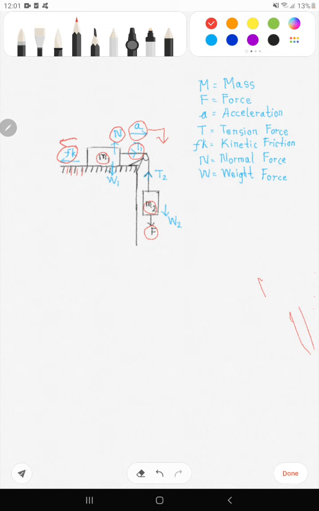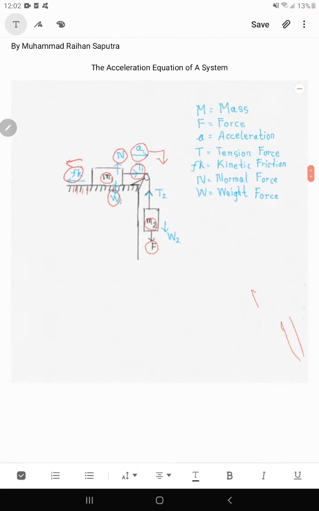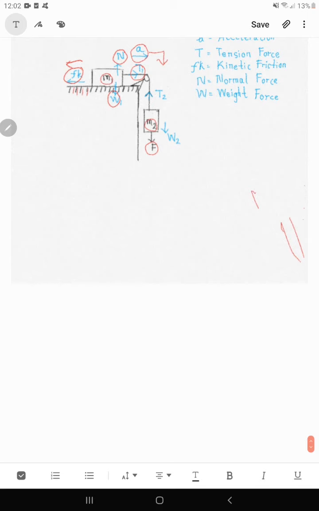And there's the weight force. In both of the objects, this force is caused by gravitational force, hence its arrow goes in the bottom direction. Now that we have identified the free body diagram, the second step is to find the equation of the acceleration of the system.